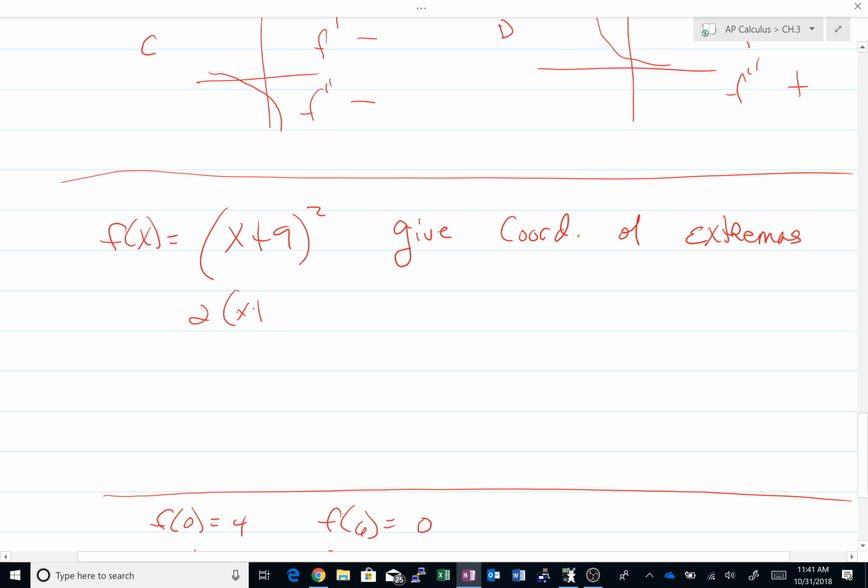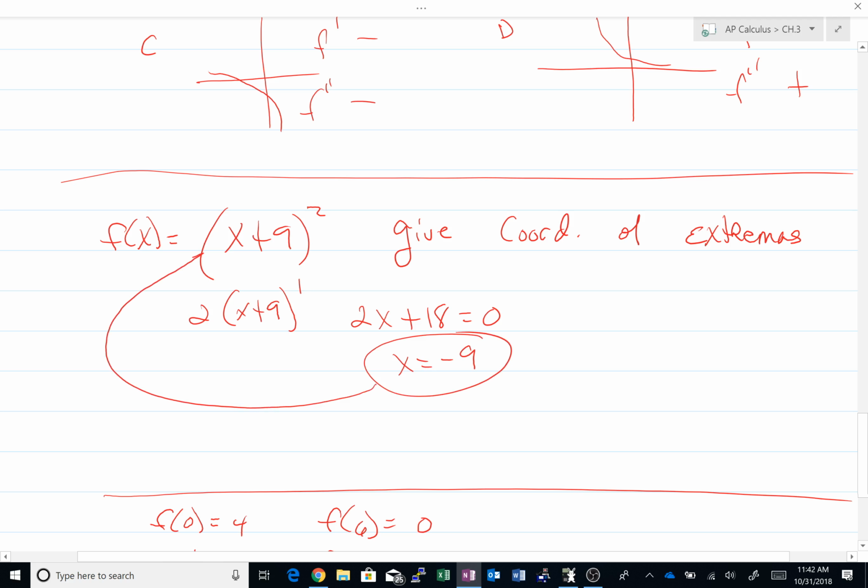Guys, here's first derivative. We get 2 times x plus 9 to the 1, times 1. And so that's really just 2x plus 18. We set it equal to 0. We get x equals negative 9. That's where a possible extrema happens. When we take negative 9, we're going to plug it back into the original, because I want to know what's the actual point. And negative 9 plus 9 is 0, so the coordinate is negative 9, comma 0. I did it wrong, but I got it right.